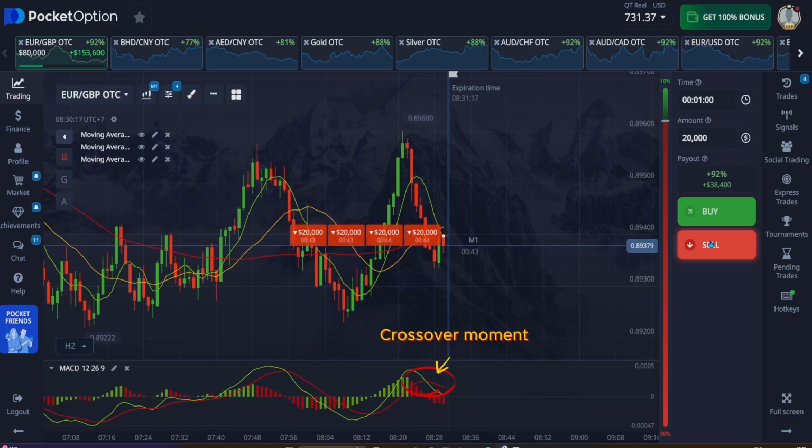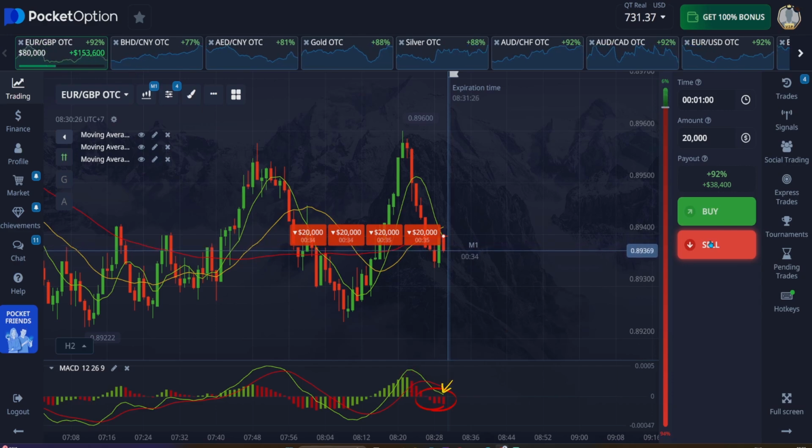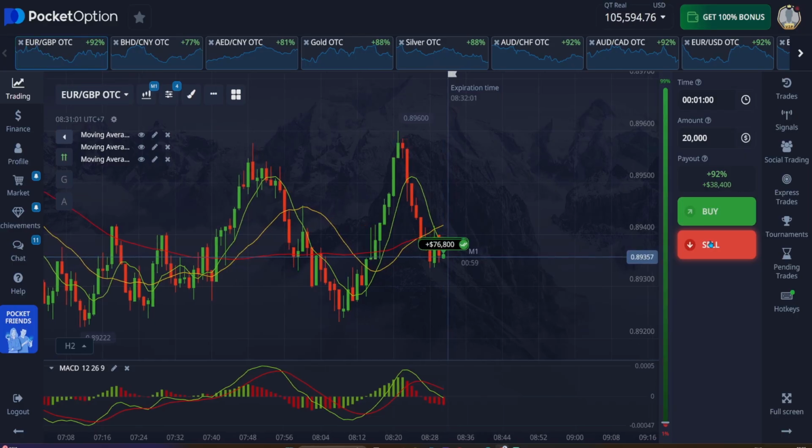Second, the MACD is also showing a bearish signal with a downward crossover, where the main line crosses below the signal line, and the histogram shifts from positive into negative territory. This combination strengthens the analysis that bearish momentum is not just temporary, but has the potential to develop into a larger downward trend. Let's see how the price reacts. Okay, profit. Now we can open the market again and look for the next opportunity.